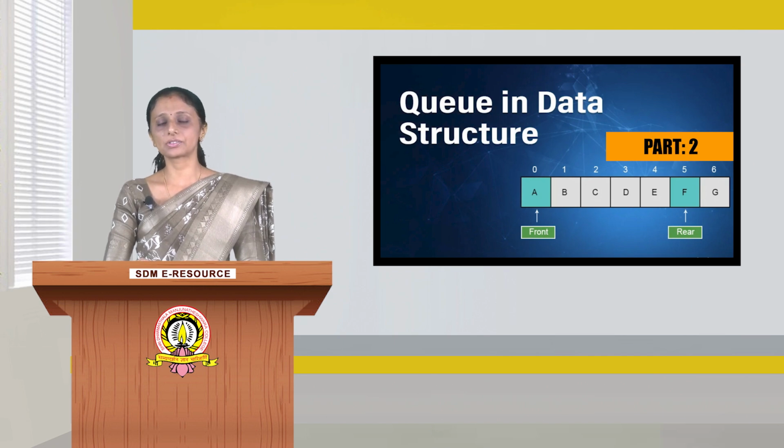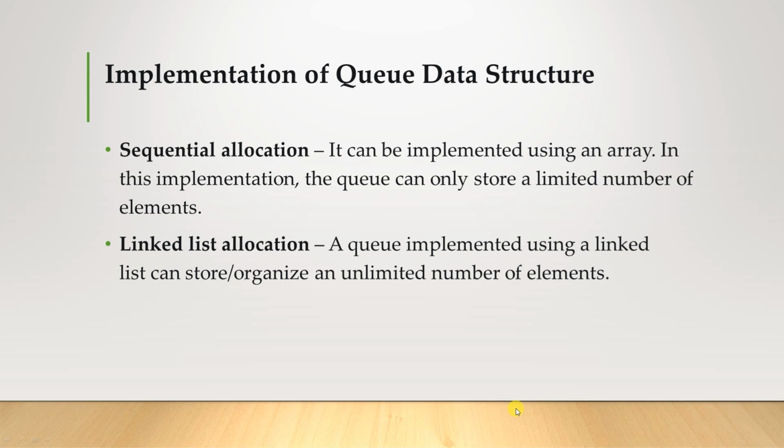The queue data structure can be implemented in two different ways: by using an array, and by using a linked list. How by using an array? This is what we call sequential allocation. In this implementation, the queue can only store a limited number of elements. As we all know, in an array, we always have to declare it before using it. So once we declare it, the size of the array is fixed.